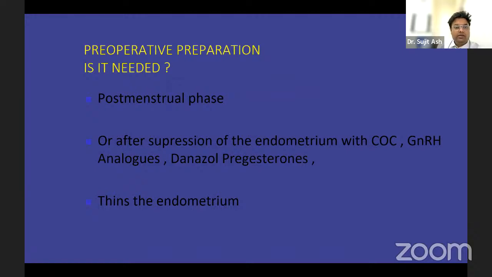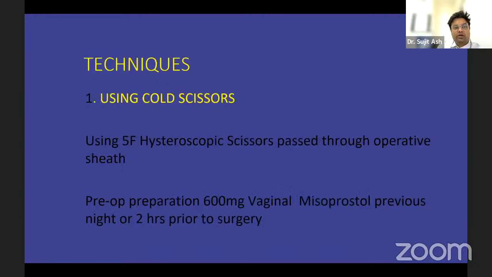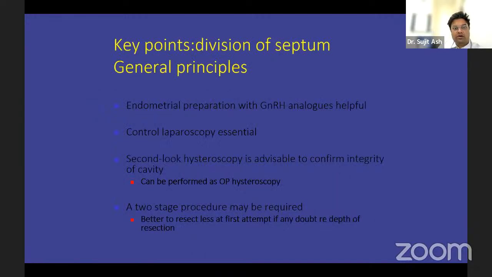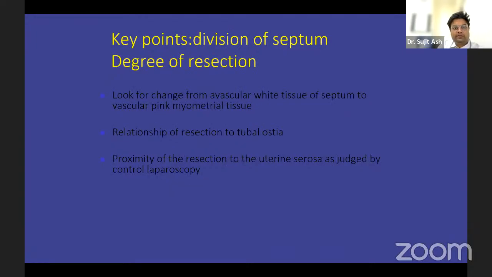Yes, usually after the pre-operative preparation is not that significant, but it's important to manage the patient post-operatively. You can use a vaginal misoprostol as you're starting to operate. Depending upon whichever source, either scissor or electrosurgery, you can prefer your line of treatment. And once you have done with this, you can just go inside and again relook depending upon how much distension you have achieved and how much benefit your resection has done for the cavity.